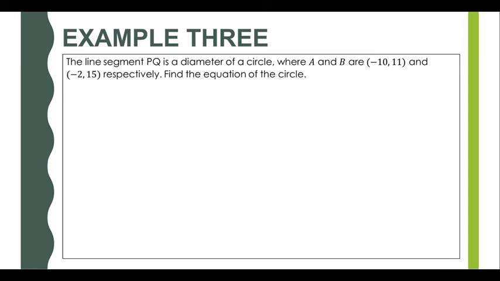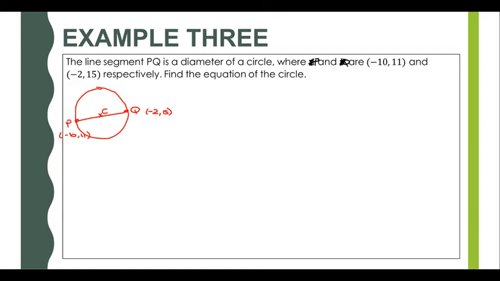So we're given information in this question about the circle. If it helps, we can draw a picture. And PQ is the diameter of the circle. So PQ and our centre in the middle, where P is minus 10, 11, and Q is minus 2, 15. And we're asked to find the equation of the circle.